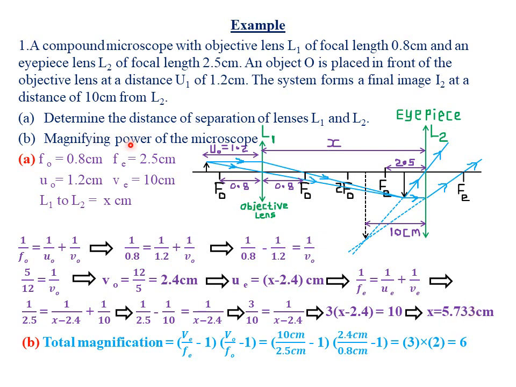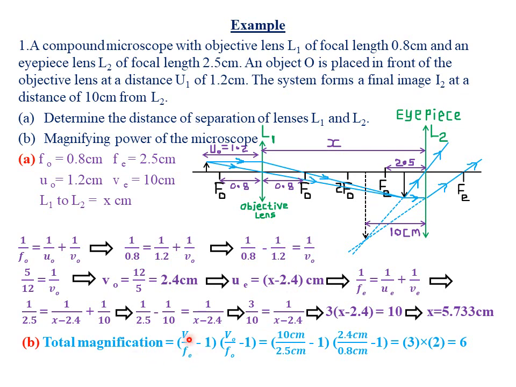Then part B, they want us to find the magnifying power of the microscope. We have just stated from our previous slide that the total magnification of the microscope will be given by the magnification of the objective lens multiplied by the magnification of the eyepiece. Then we stated that magnification can be given by this formula.